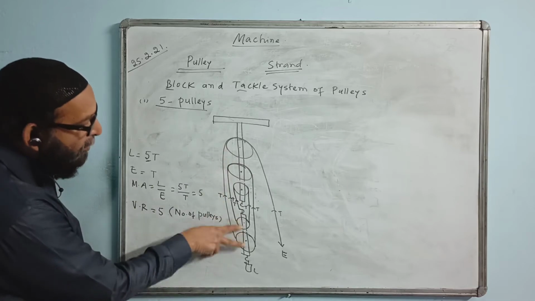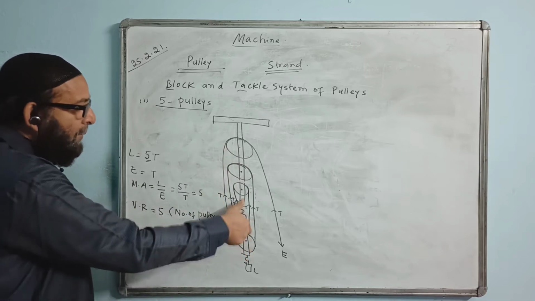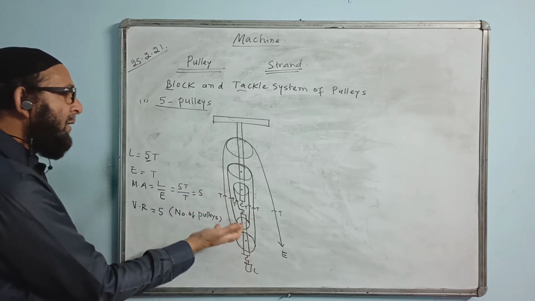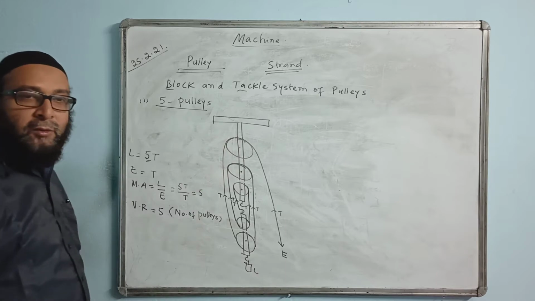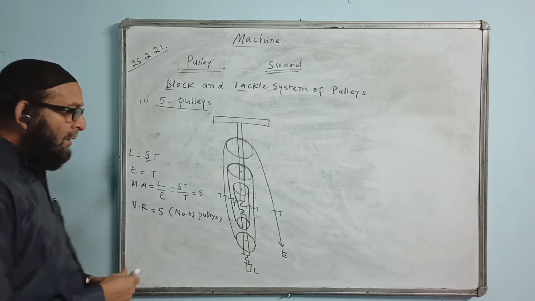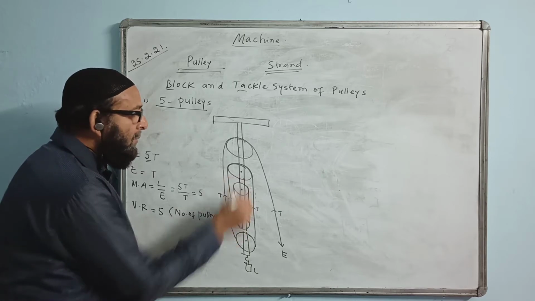The pulleys in the lower block are movable, so they are moving along with the support and with the load, and the pulley is also moving together there. But these 3 are fixed pulleys, they do not move. Only the pulleys rotate about this axis and the axis does not move. Here the axis is also moving.